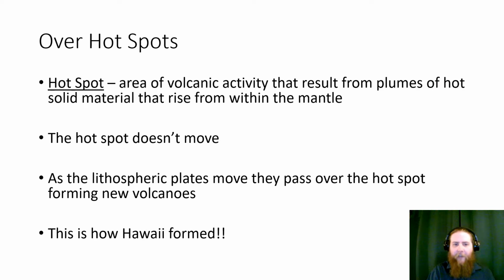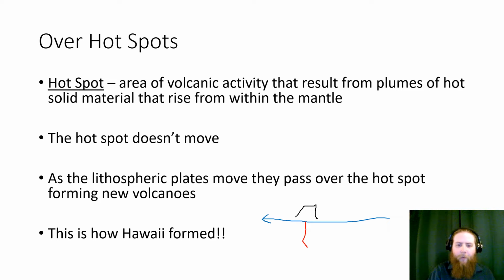We also get volcanoes over hotspots. These are areas of volcanic activity that result from plumes of hot solid material rising from deep within the mantle. The hotspot doesn't move, but the plate over it does. So if I have an oceanic plate that's moving this way, at one point in time, it's going to form this volcano here.